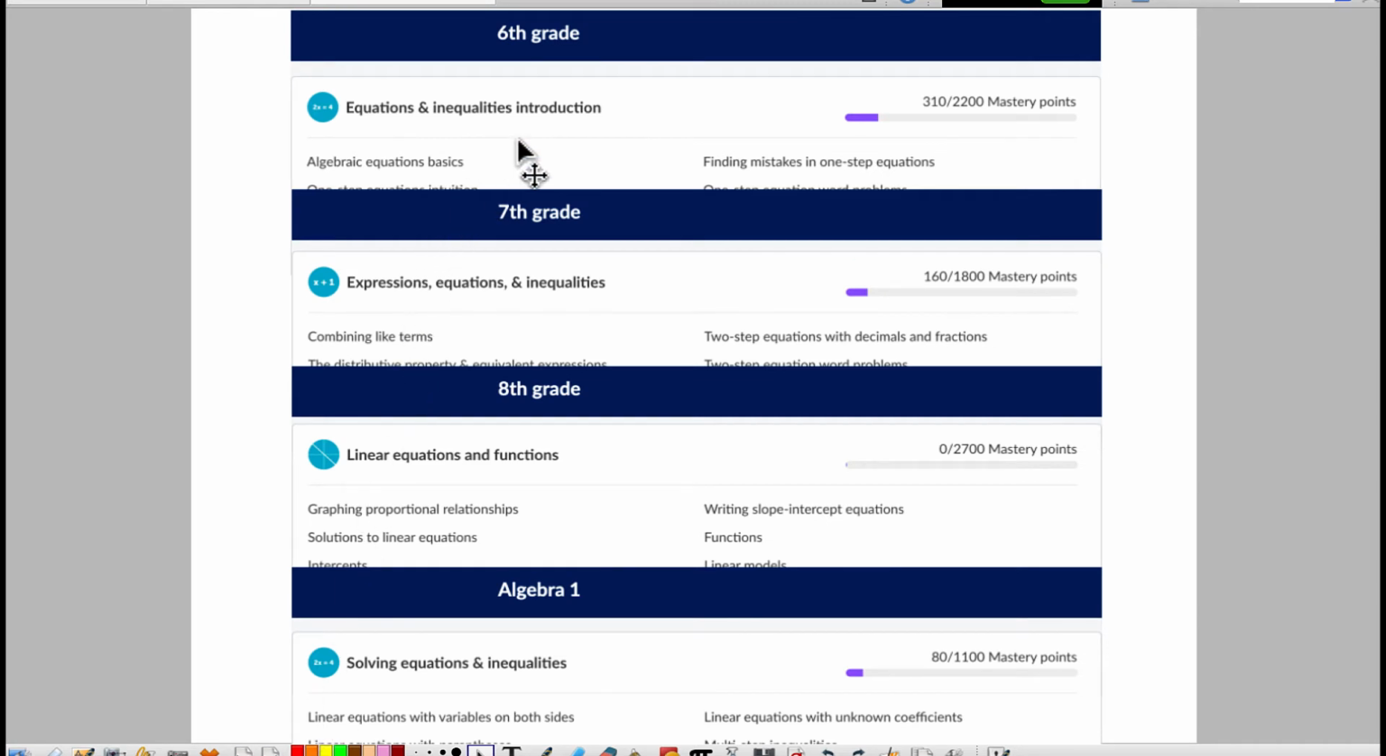Let's look at equations from 6th grade through Algebra 1. I would start with 6th grade and master those skills and then go on to 7th grade. This will give you a wide range of skills that will benefit you on the test.